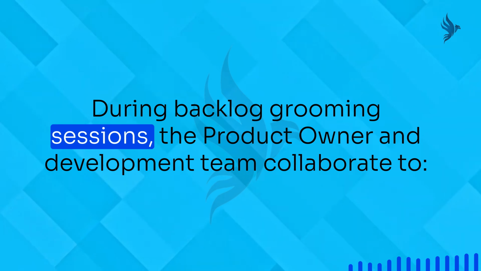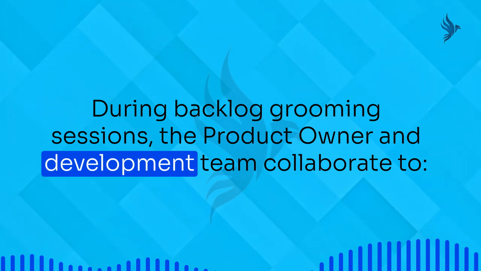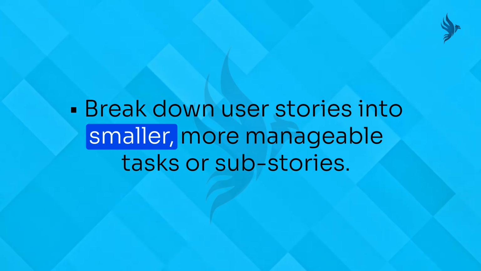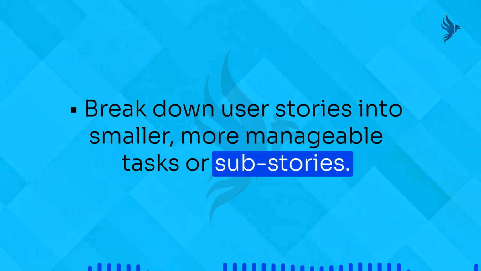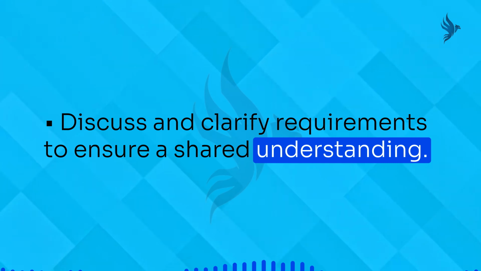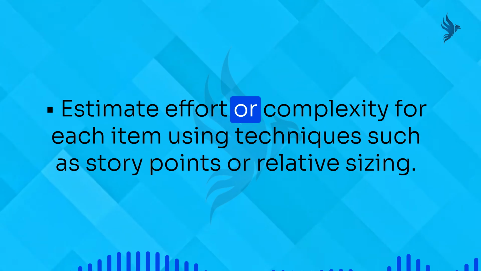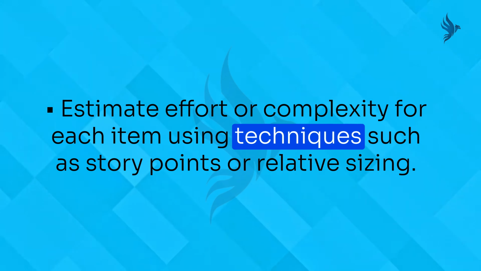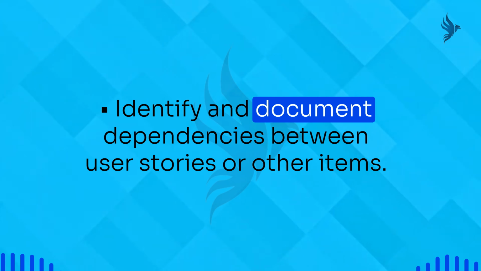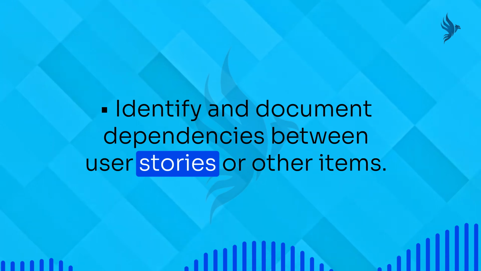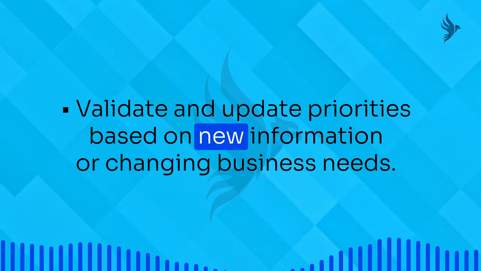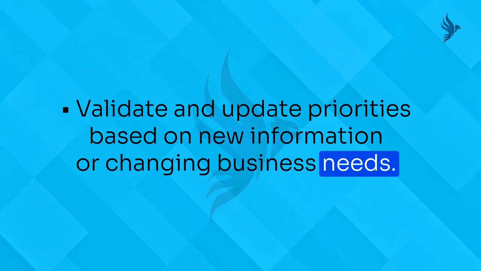During backlog grooming sessions, the product owner and development team collaborate to break down user stories into smaller, more manageable tasks or sub-stories, discuss and clarify requirements to ensure a shared understanding, estimate effort or complexity for each item using techniques such as story points or relative sizing, identify and document dependencies between user stories or other items, validate and update priorities based on new information or changing business needs.